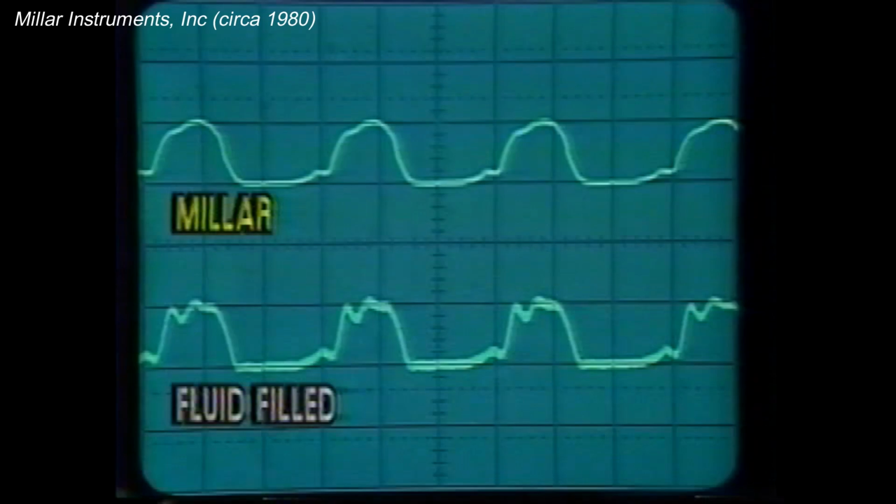Again, let's remove our air bubble and we'll see now whether we indeed have a good reproduction. Even at best, this is not a good reproduction of the waveform by the fluid-filled catheter system.